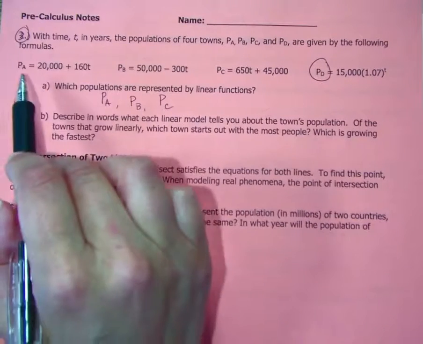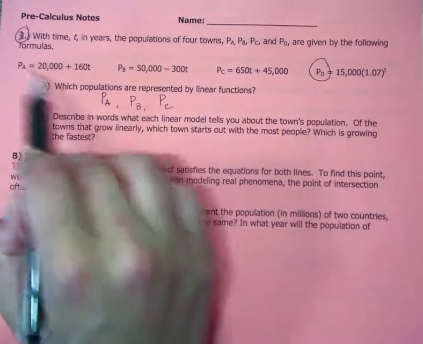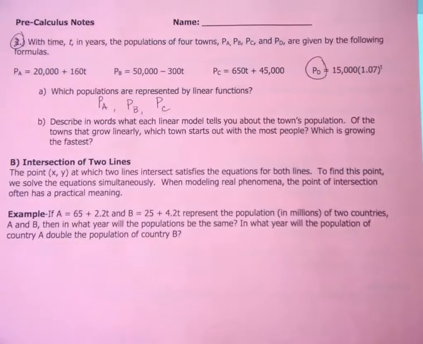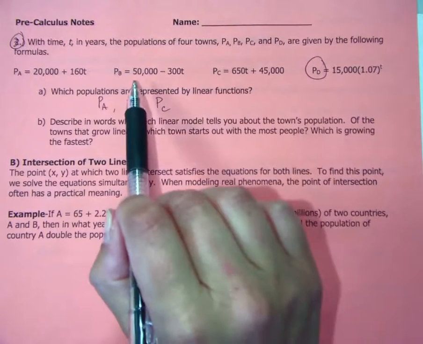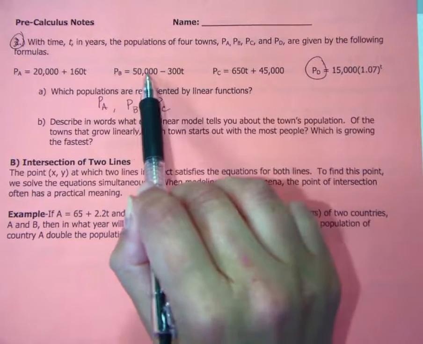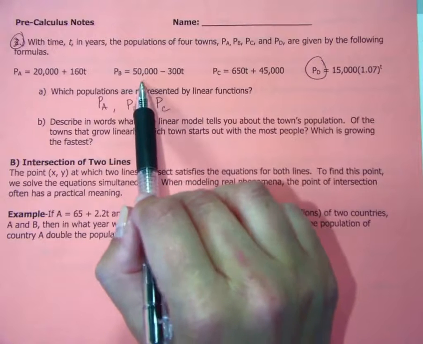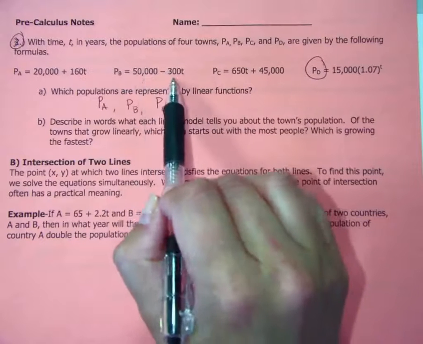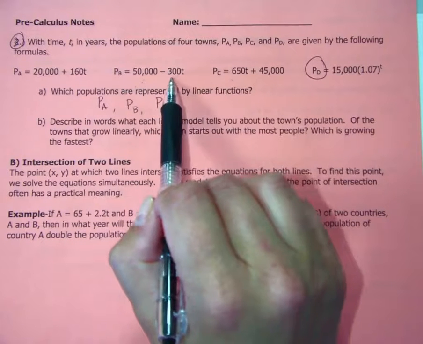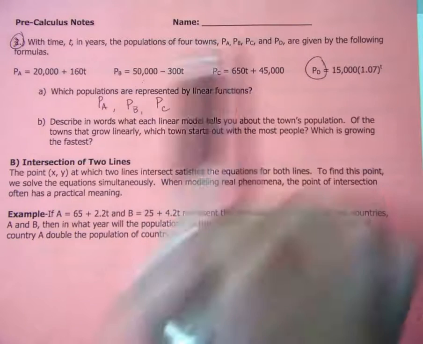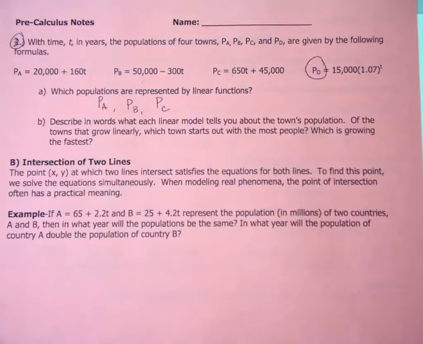Emily, let's go to you for PA. What, from just this formula, what can you tell me about that town's population? Perfect. The initial population is 20,000. Each year it grows by 160. We can make similar statements for B and C, talking first about the initial population. For B, we're decreasing the population by 300 a year. C, increasing by 650. Good.